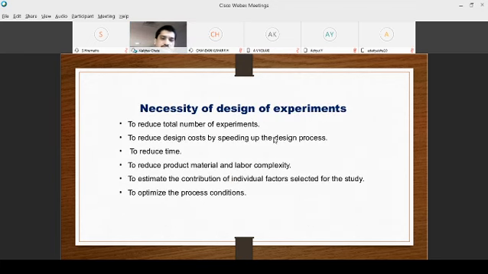Necessity. Why would we like to go for these particular experiments? Japan was bombed, and even then they made a comeback within a short period of time, and still we are in the stage of a developing nation. That means there is some difference in the development process that has taken place between that country and our country. So what is that?